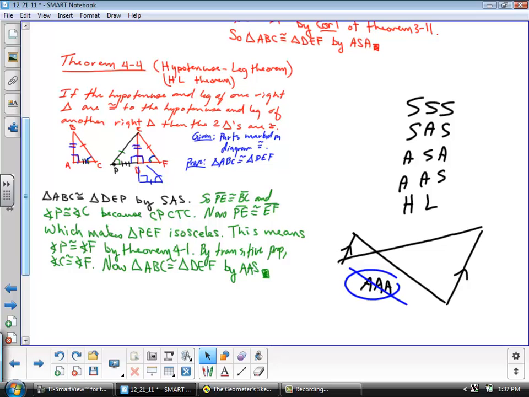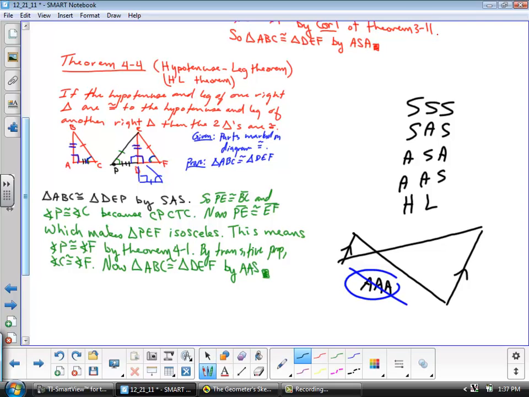You can have angle, angle, side. But angle, angle, angle does not show triangles congruent. Okay, so there we can't use it.